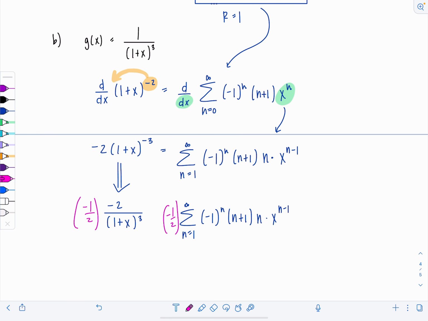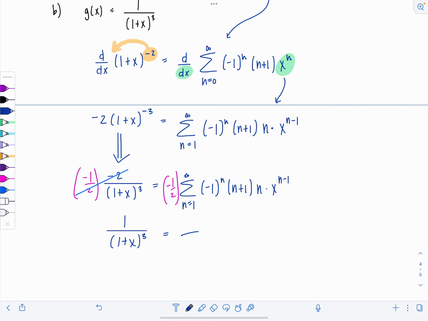Negative 1/2. I want to put it right there. Okay. So then this cancels. And then I have on the left-hand side 1 over 1 plus x cubed. And then this is going to be the sum, n equals 1 to infinity. I'm going to leave the 1/2 outside. But the negative, I will incorporate with this negative 1 to the n. Okay, so then we'll have negative 1 to the n plus 1, n plus 1, n x to the n minus 1.